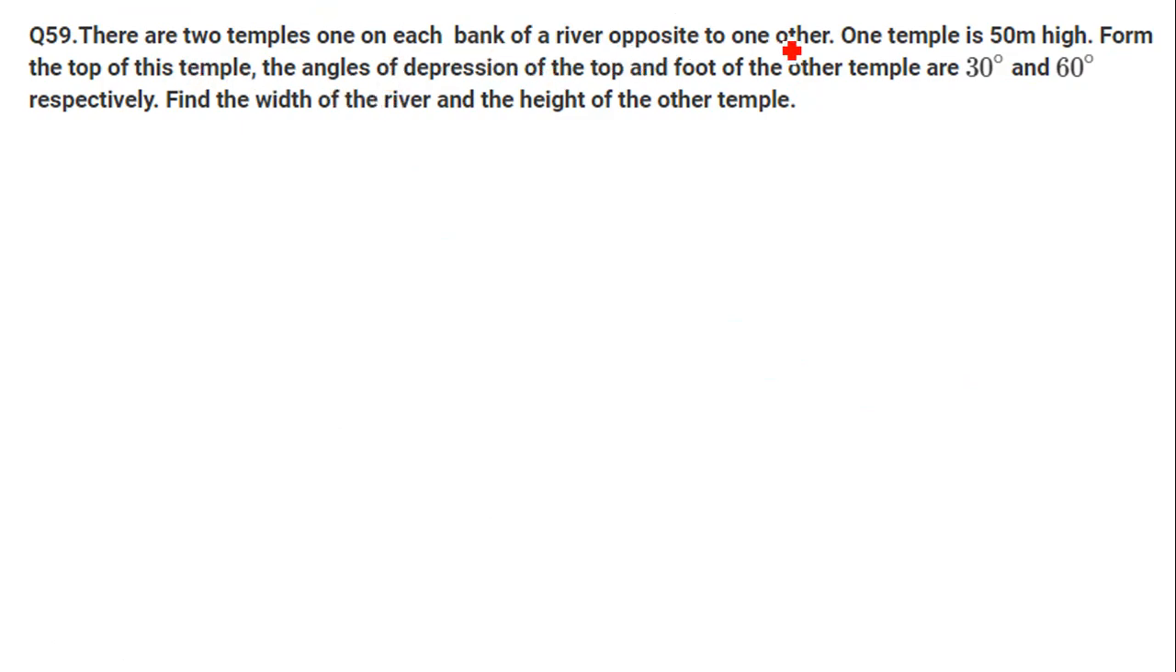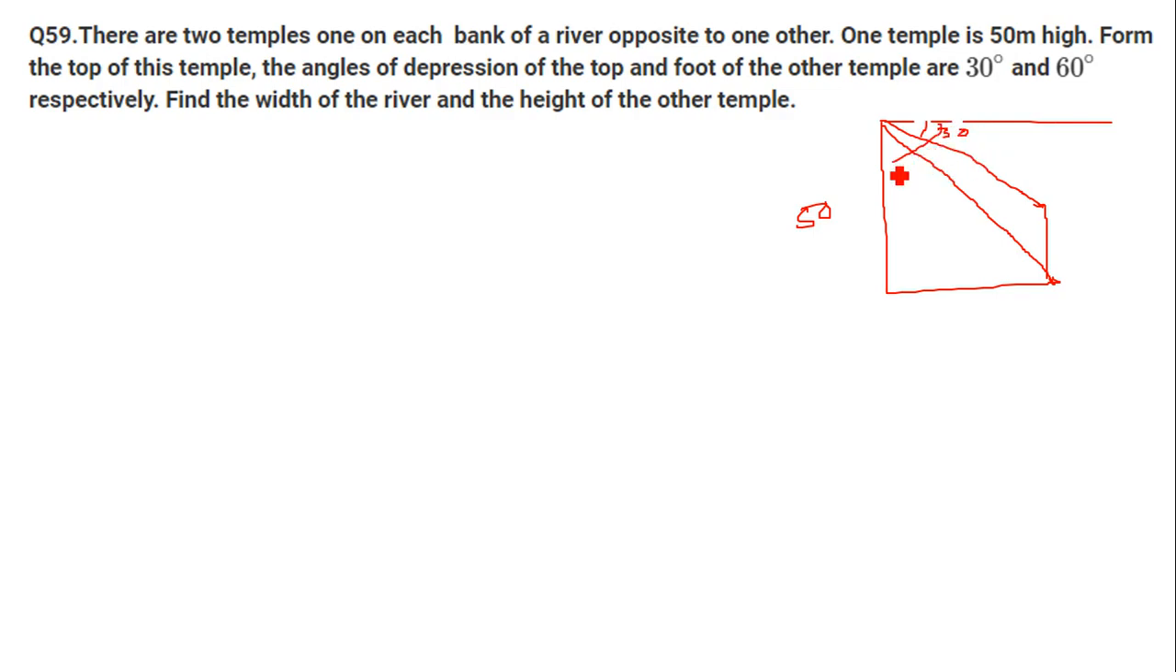There are two temples on each bank of a river, opposite to each other. One temple is 50 meters high. From the top of this temple, so there is a temple which is 50 meters high, the angle of depression of the top and bottom of the other temple. So the other temple is this one. Angle of depression of top and bottom.